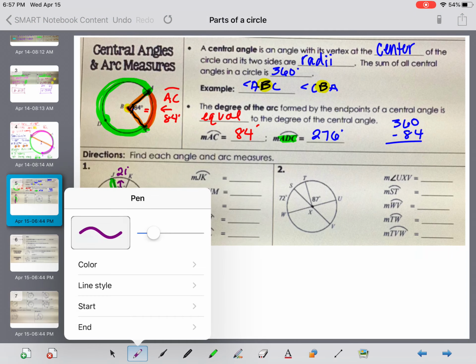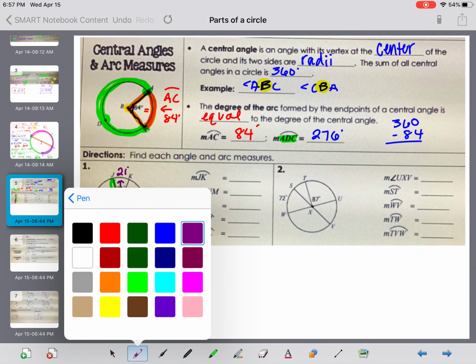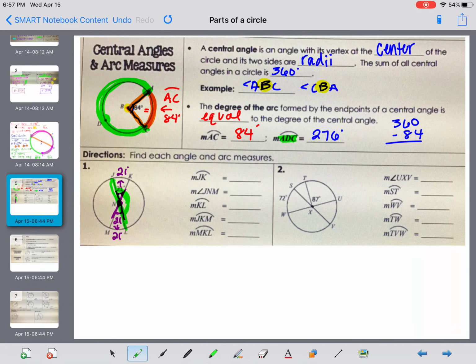Now, I also know, remember that these make 180. This is a linear pair, so that makes 180. So that means that if that little part is 21, then this big part right here should be 180 minus 21. And that gives us 159 degrees.